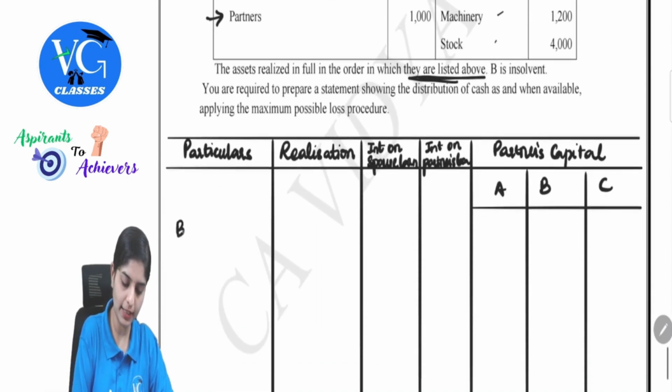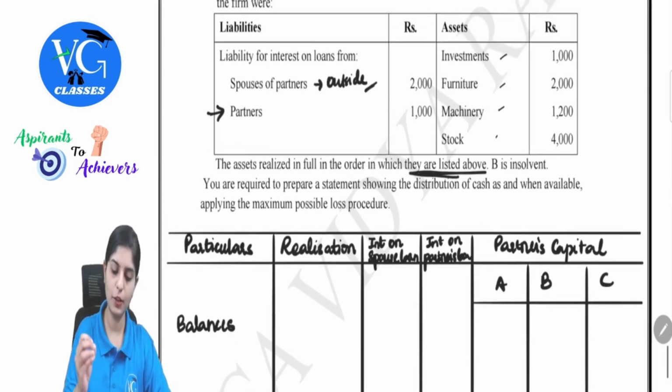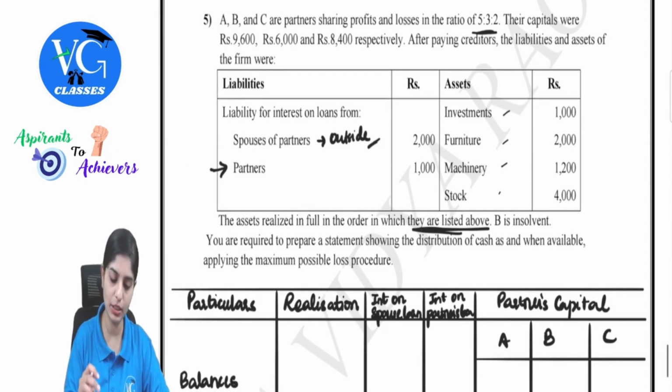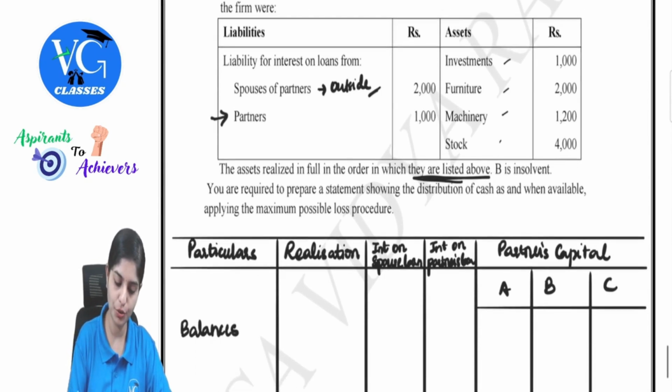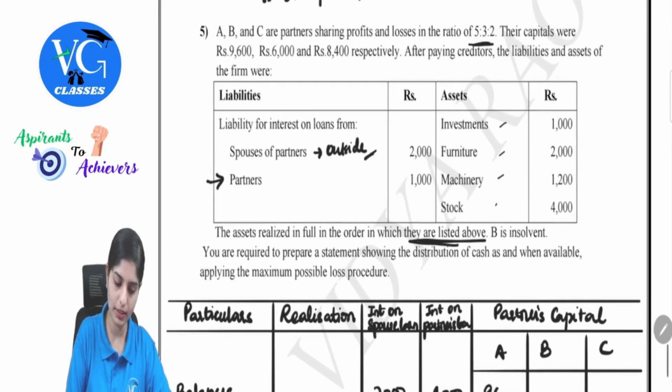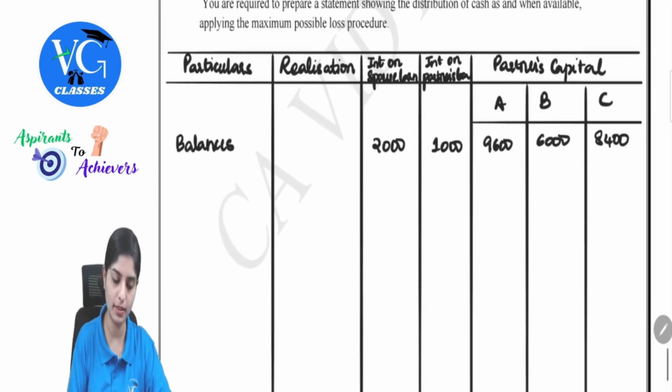First we will write down the balances provided. If you observe in the question also, there is no cash balance available at all. This is the minute thing which you need to observe. Interest on spouse loan is 2,000. Partners' loan is 1,000. Capital balances are given, which are 9,600, 6,000, and 8,400. What I've written is just the balances.